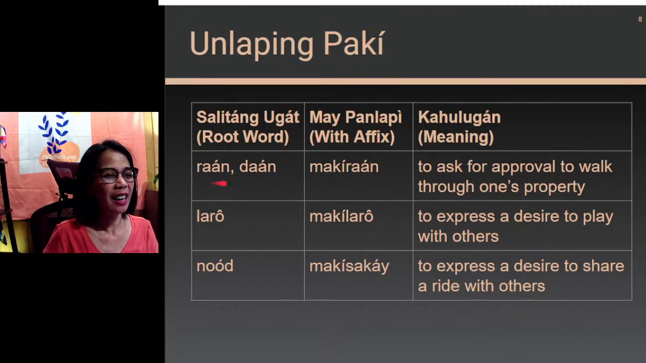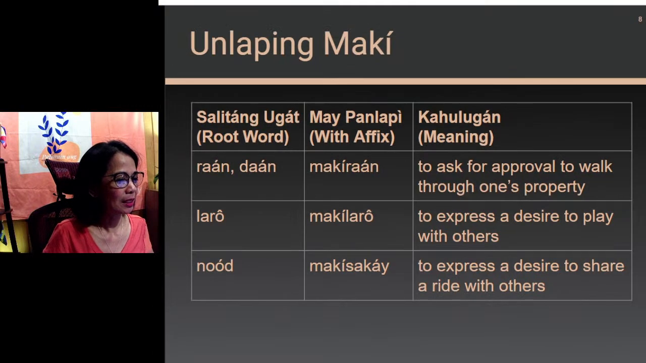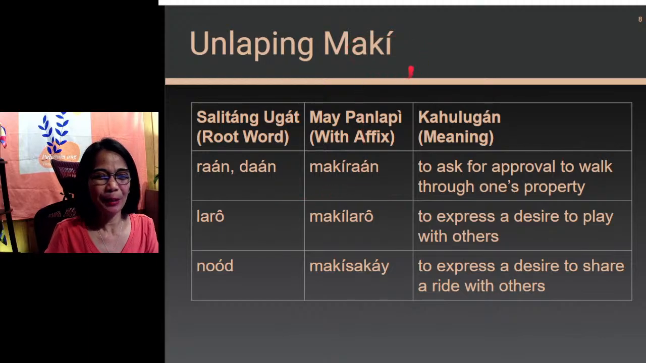Let's make it quick here. Raan or daan means walk, literally. So by definition, makiraan means to ask for approval to walk through one's property. It can be difficult to understand without a sentence, but let's see later. Laro is another example. Makilaro is the new word with the prefix maki. Again, this should be maki, not paki here. Makilaro means to express a desire to play with others. I'm sure I have this word in a sentence on the next pages.